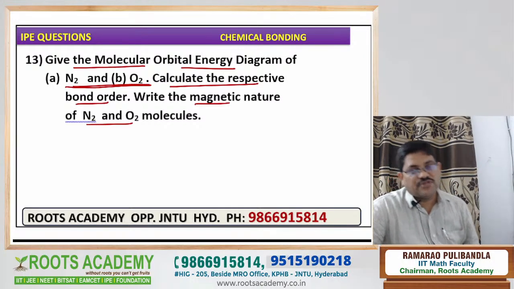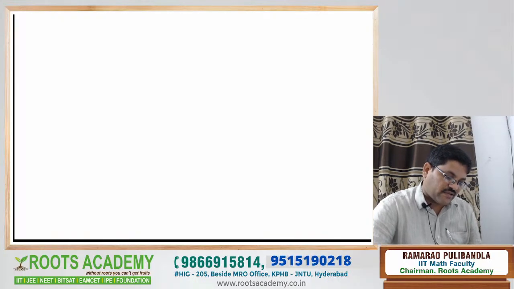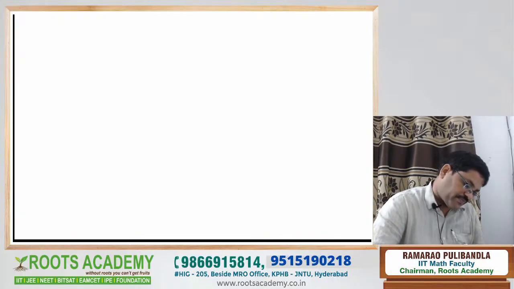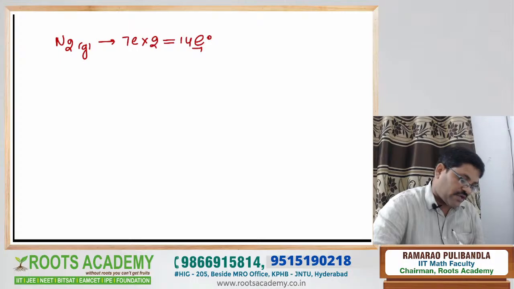One of the beautiful questions, students. Understood this question? Now see, the molecular orbital energy diagram of N2 gas is a very simple diagram. With respect to N2 gas, the atomic number is 7, so 7 electrons into 2 is equal to 14 electrons. For 14 electrons, what is the sequence you write, students?